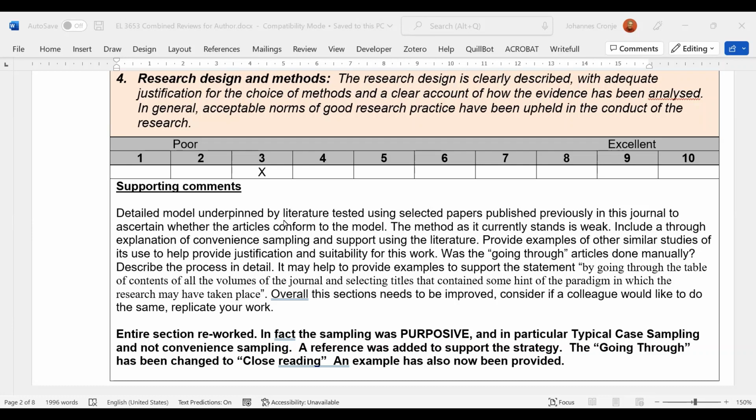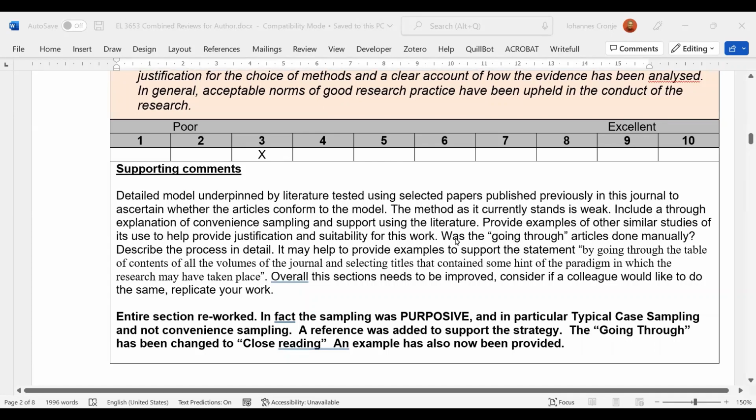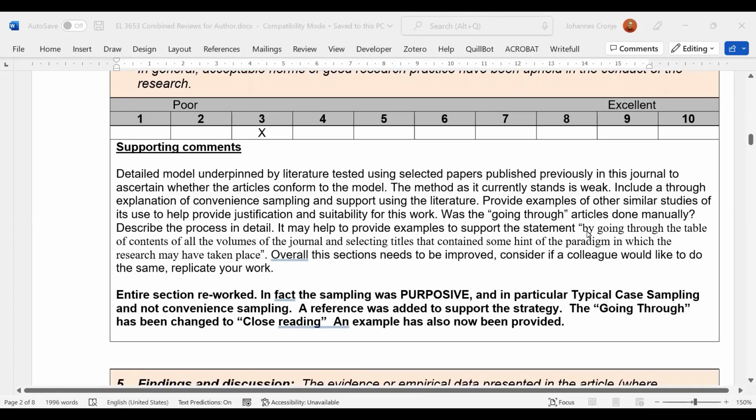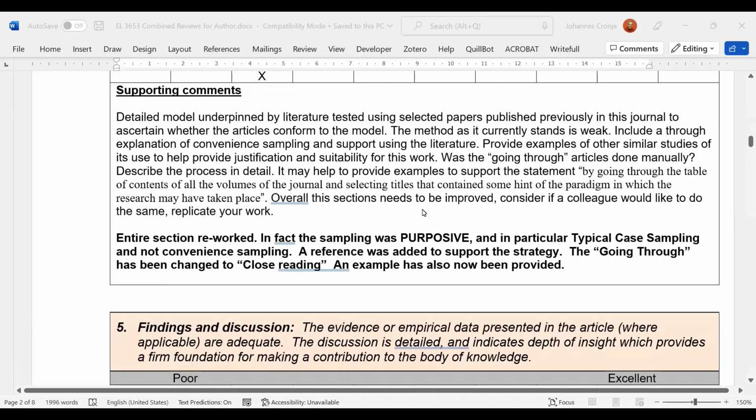So they say it's a detailed model underpinned by literature, but the method as it currently stands is weak. I should include a thorough explanation of the convenience sampling that I did and support it from the literature. I must provide examples of other similar studies. I said I went through the articles, and they want to know, did I do it manually? I must describe it in detail. I must also explain what is meant by going through the whole contents of all the volumes, etc. And he says the section needs to be improved.